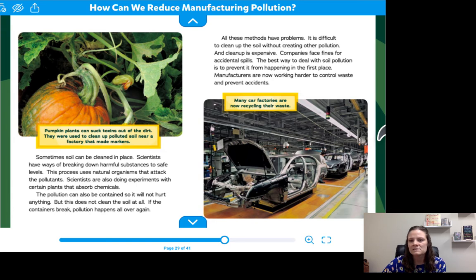The best way to deal with soil pollution is to prevent it from happening in the first place. Manufacturers are now working harder to control waste and prevent accidents. Many car factories are now recycling their waste.